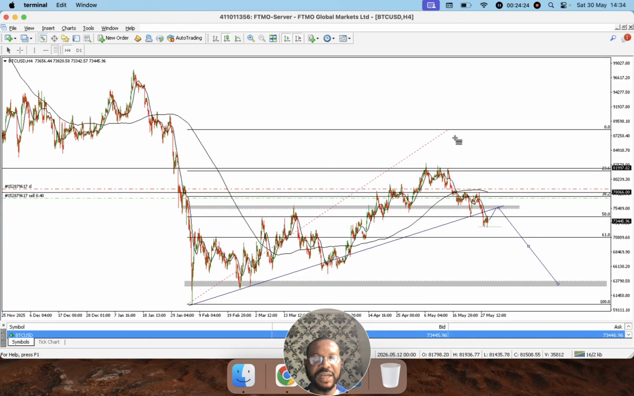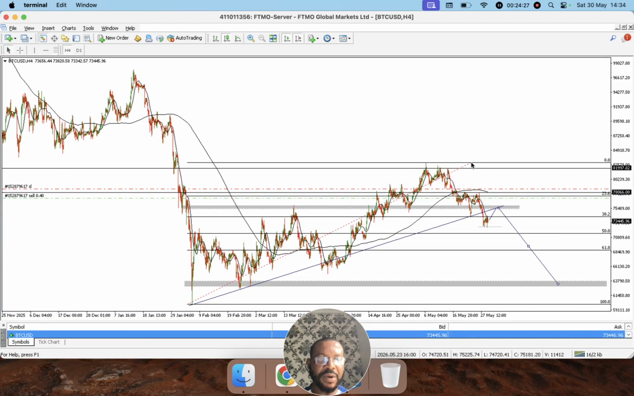You can use the Fibonacci 50 or 61.8. I think this will be a good area for you to exit. Maybe you can exit at this 50, or you can exit at this 61.8.